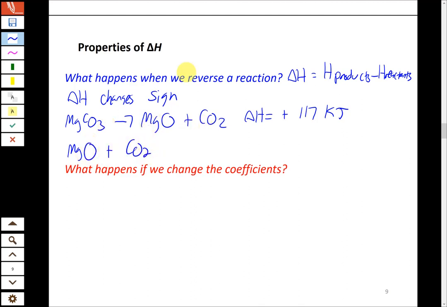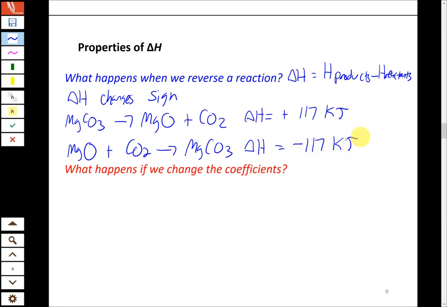So the products from this become the reactants and vice versa, and that's going to produce MgCO3. So if we're doing this reaction instead, where we've flipped the whole thing over and swapped reactants and products, the delta H is the same in magnitude, just the opposite in sign. It becomes minus 117 kilojoules.